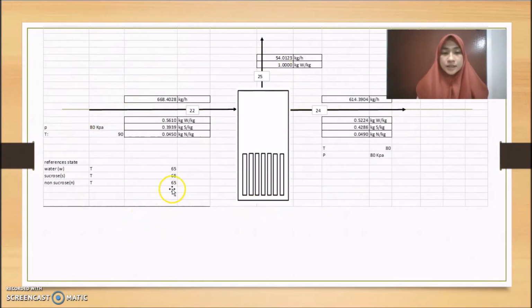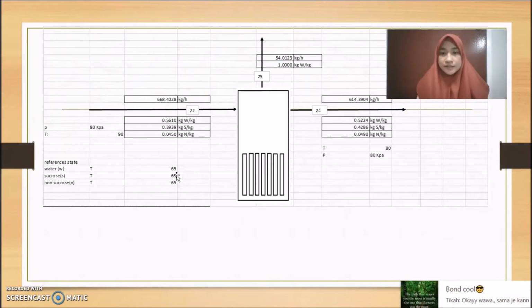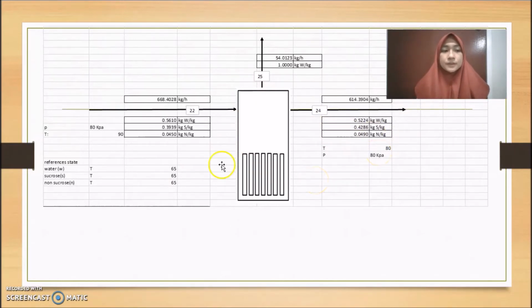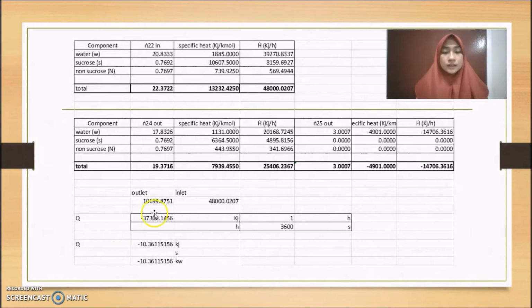The temperature in is 65 degrees Celsius and the temperature out is 80 degrees Celsius at constant pressure. This crystallizer is exothermic, releasing negative 10.36 kilowatt, and this is our energy balance. This is the heat in, and this is the heat out. So we get this exothermic crystallizer.